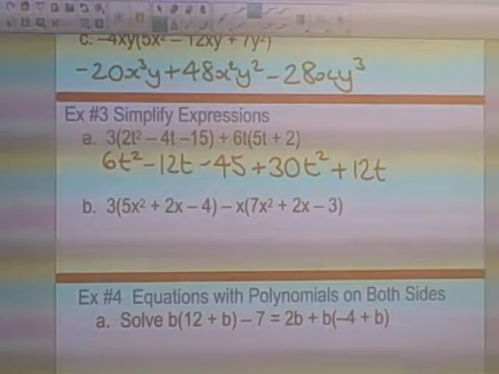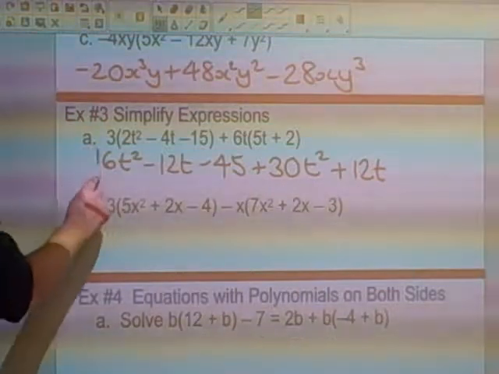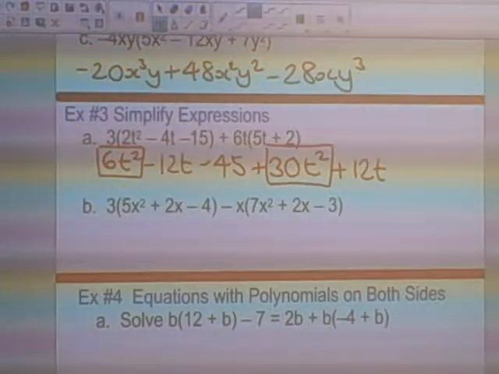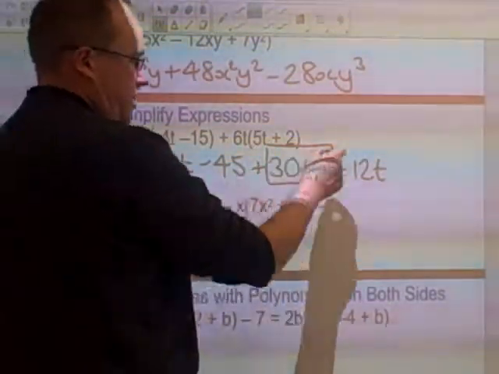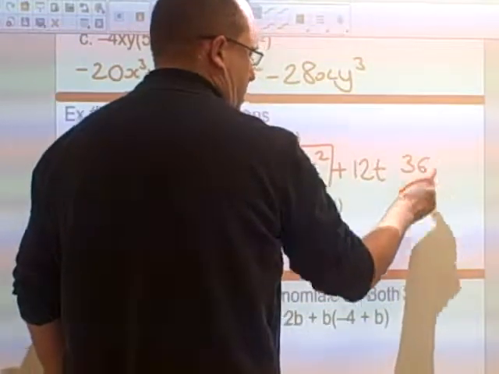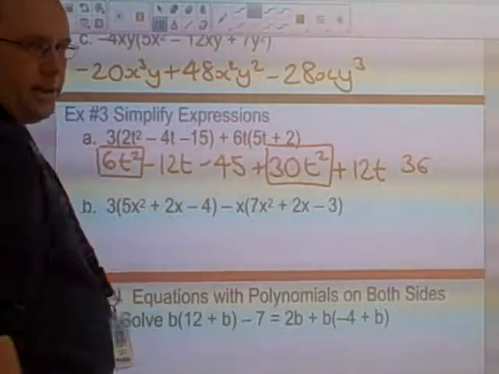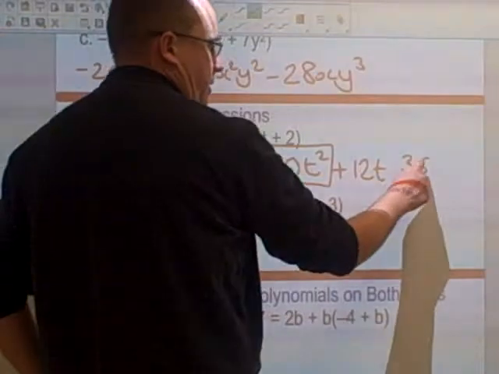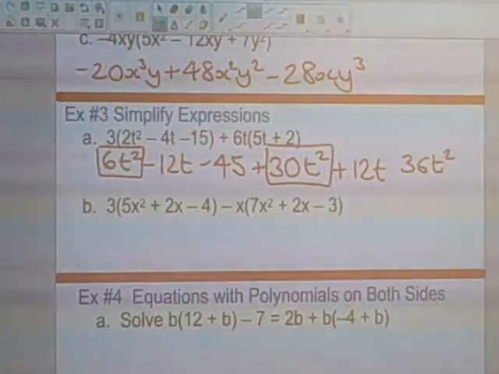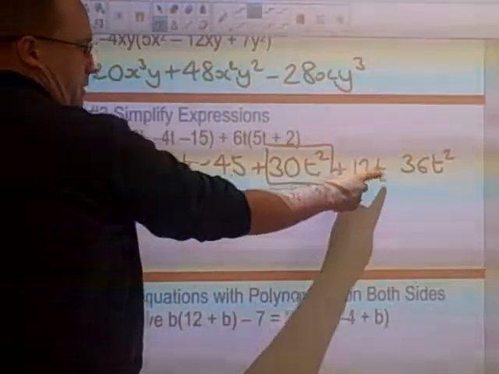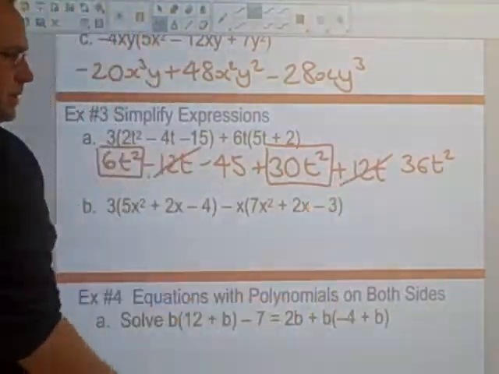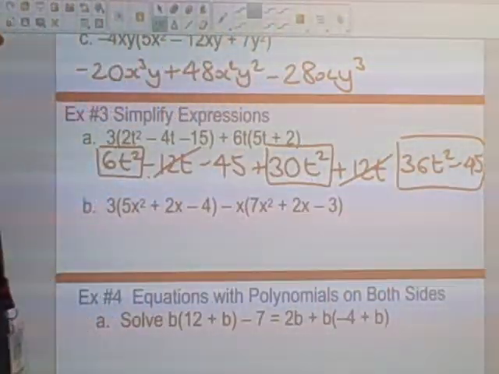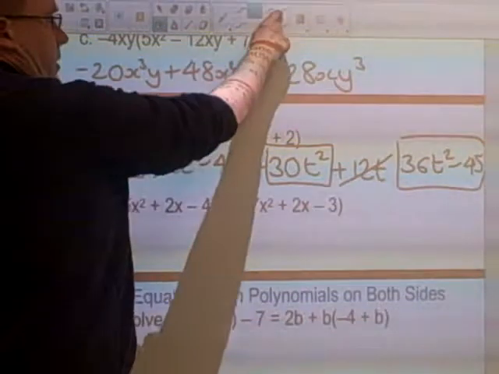And then this time we can actually do a little bit more, because we actually have some like terms. So for this one, we've got to make sure that the exponents are the same when we're combining them. So 6t squared and 30t squared we could combine. So 6 plus 30 is 36. And then this is the part where I'll go t squared and t squared, add the exponents. But notice we're not multiplying now. We're actually just adding these together. So we're saying how many t squareds do we actually have? So 36t squared. We have some other like terms here as well. Negative 12t plus 12t. That actually cancels to give us 0. And so the negative 45 can go at the end of our answer. So 36t squared minus 45.